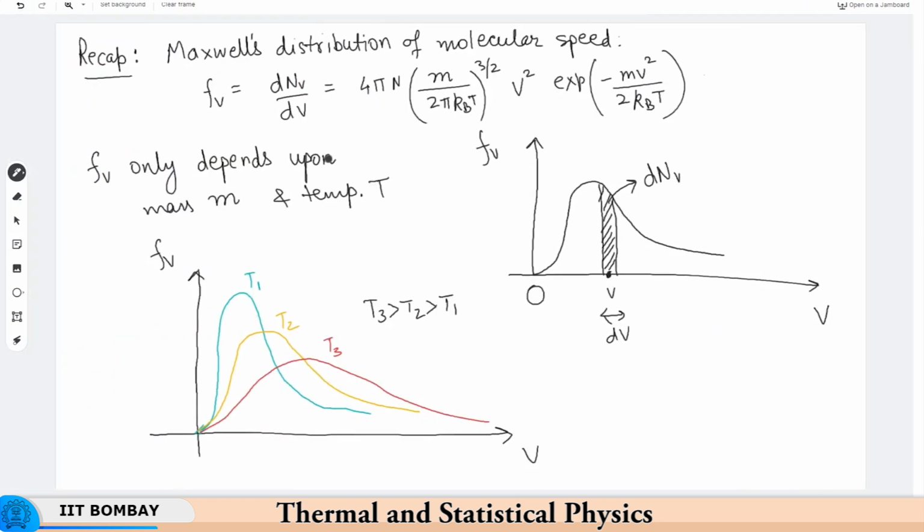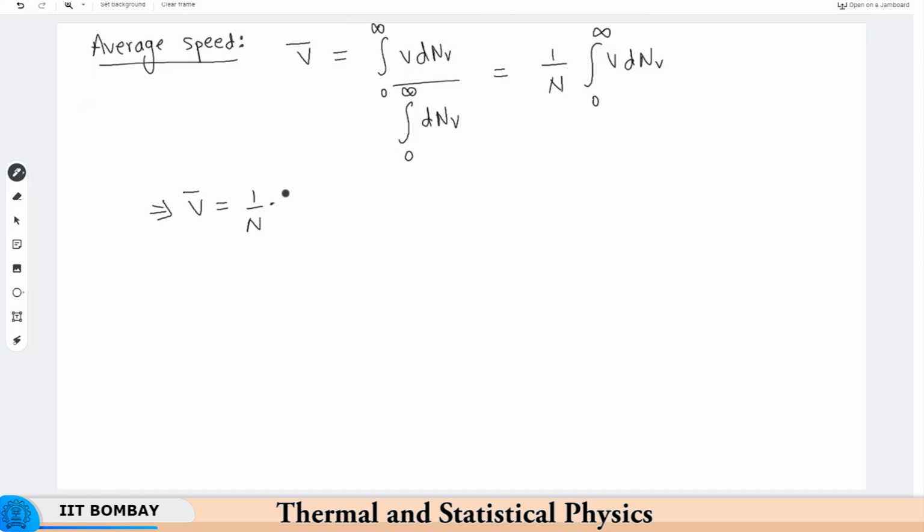All the values which are independent of v, this coefficient with this term, I will just write outside: 4 pi N times (m divided by 2 pi k_B T) raised to the power 3 by 2, and the integral from 0 to infinity. So v times v squared becomes v cubed, times exponential of minus m v squared by 2 k_B T dv. So this is what we have to evaluate.